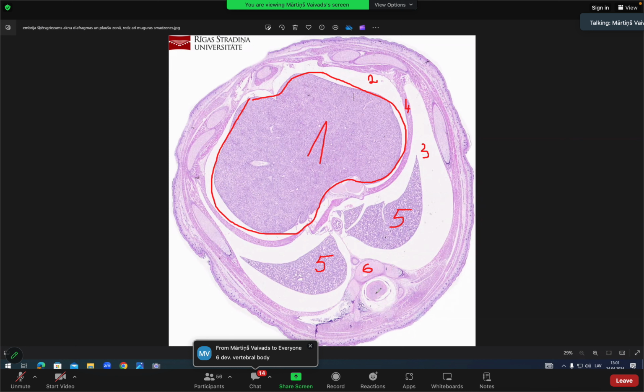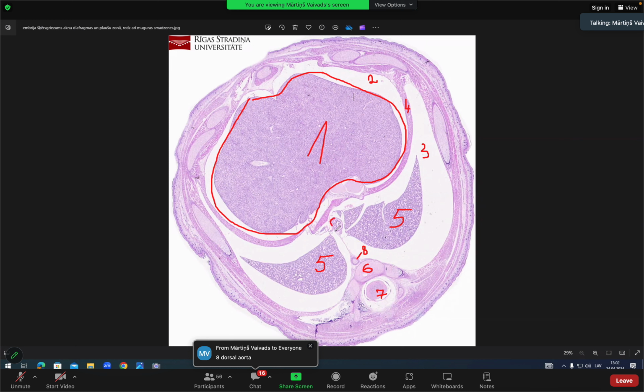What's behind the vertebral body? Spinal cord, yes, developing spinal cord. As simple as that. If you know topographical anatomy, where each organ is approximately located, it will be very helpful. Then, what's in front of the vertebral column? You see a blood vessel here. Any ideas what this could be? It's an artery. Which artery? Dorsal aorta, good. If you see an artery in front of the vertebral column, most likely it's the aorta.